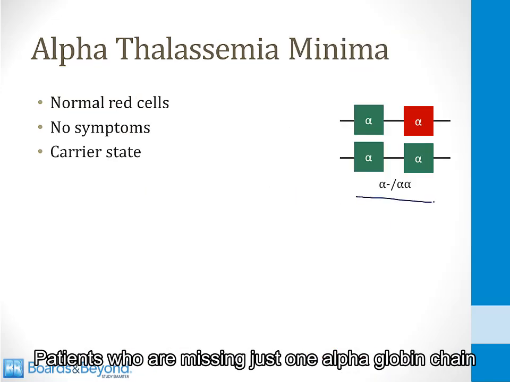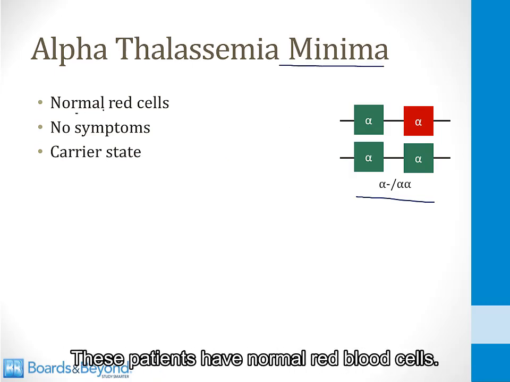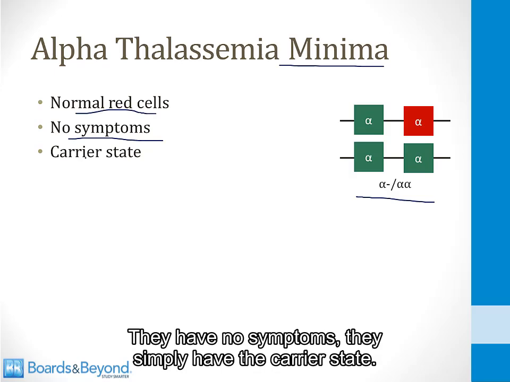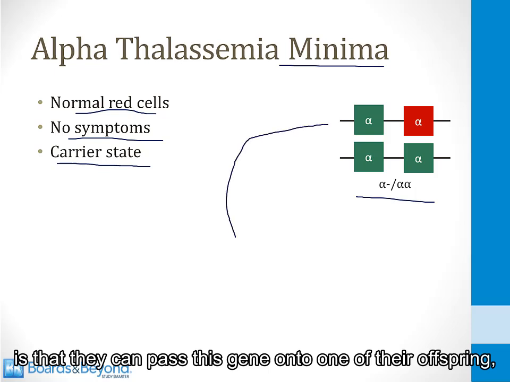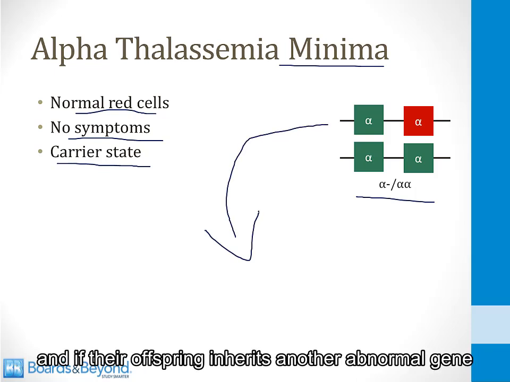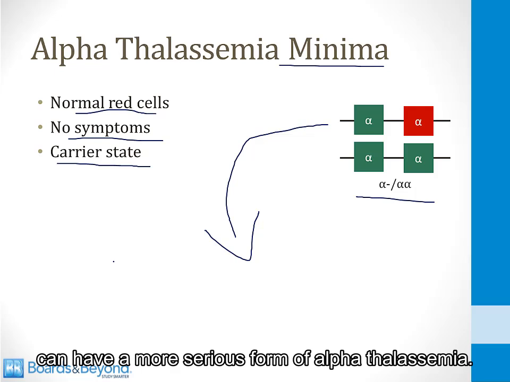Patients who are missing just one alpha globin gene have what's called alpha thalassemia minima. These patients have normal red blood cells, they have no symptoms, they simply have the carrier state, and the biggest risk for them is that they can pass this gene on to one of their offspring, and if their offspring inherits another abnormal gene from their partner, then that offspring can have a more serious form of alpha thalassemia.